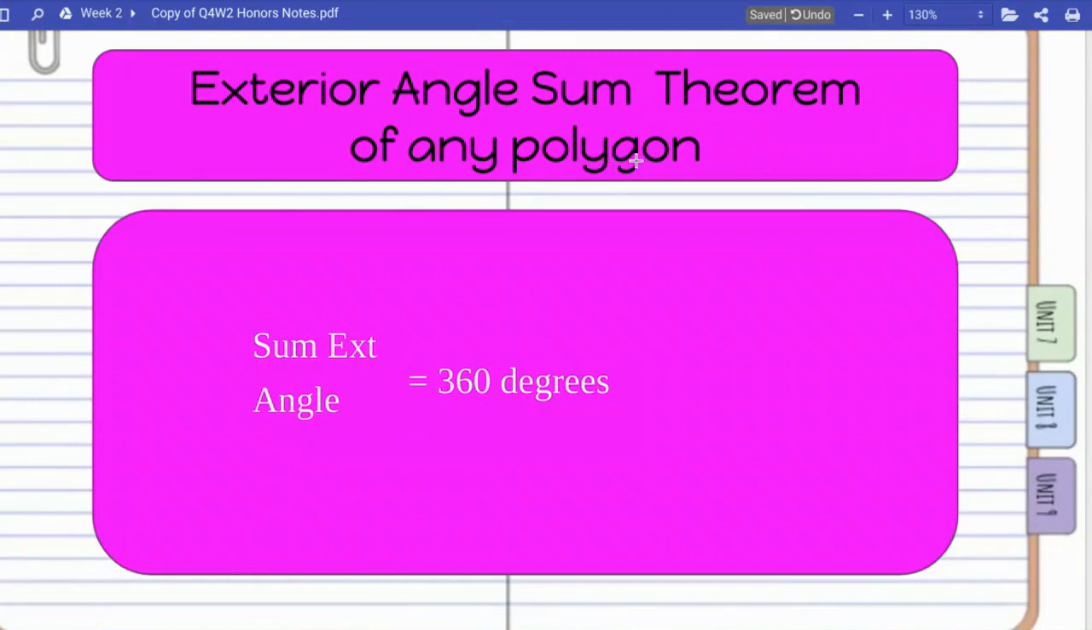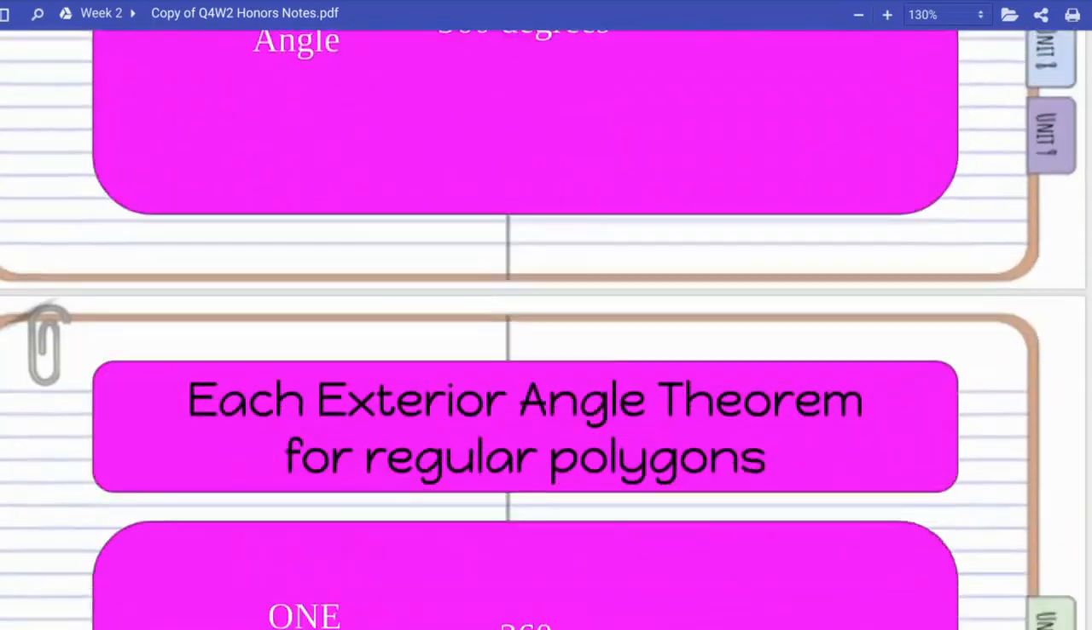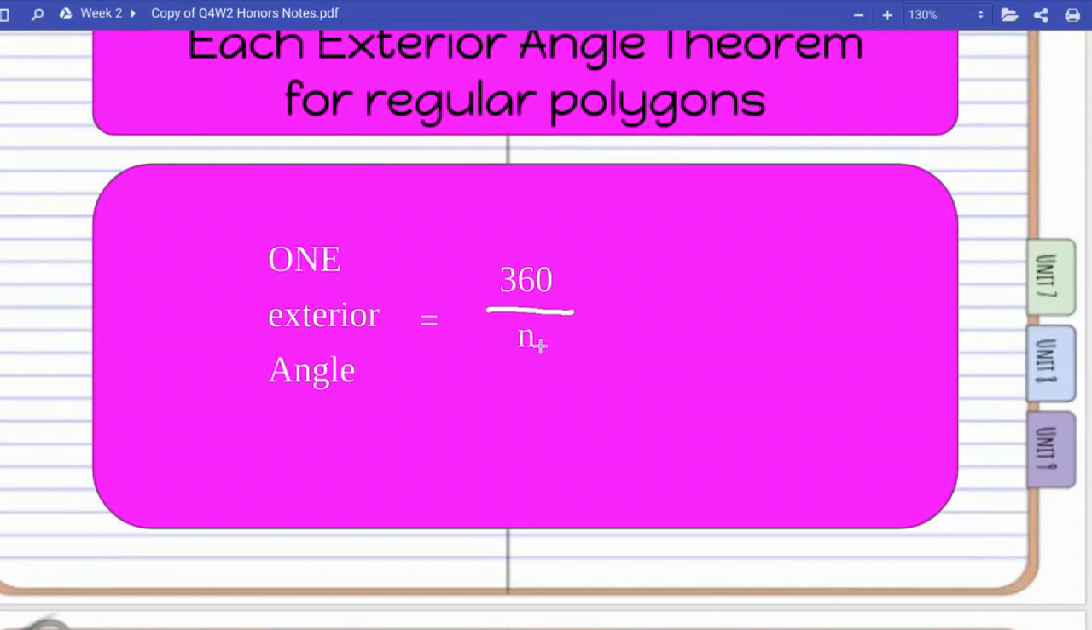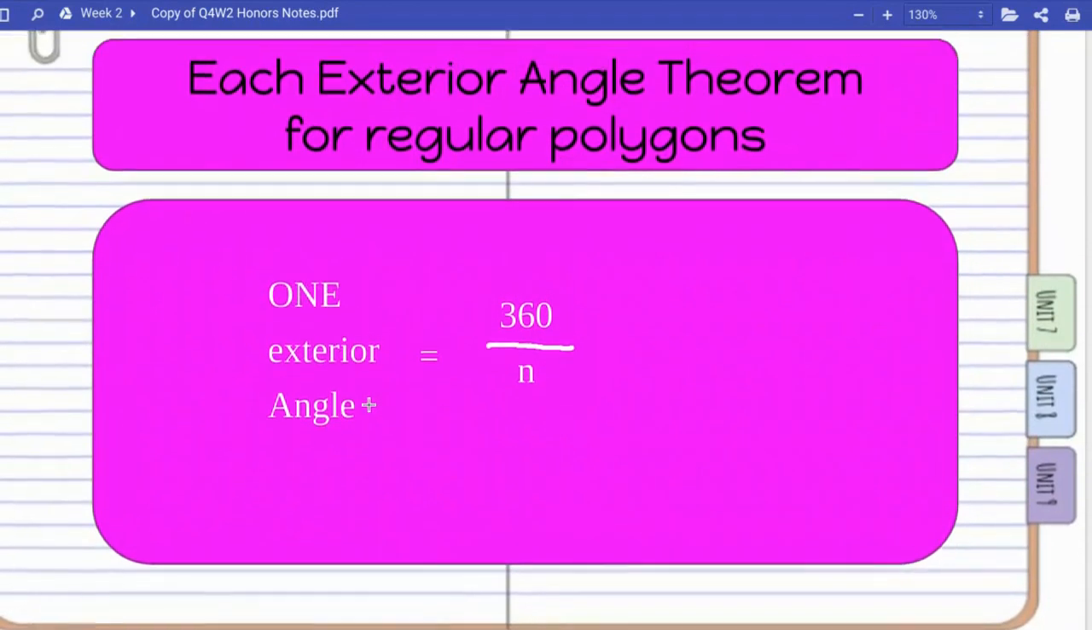In any shape, no matter what, the exterior angles will always add up to be 360. Doesn't matter if it's a four-sided figure, a five-sided figure, a 100-sided figure, all the angles in the exterior always add together to equal 360 degrees. Now, if this shape is regular, I can take 360 degrees, the sum of all the exterior angles, and divide it by the number of sides. If I divide that by the number of sides, it gives me how many degrees one of the exterior angles is going to be.